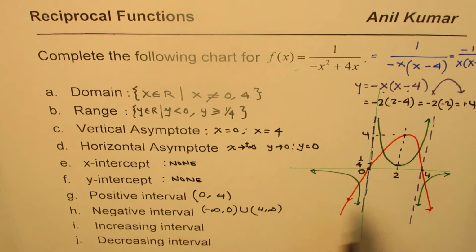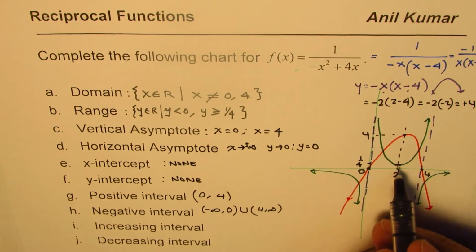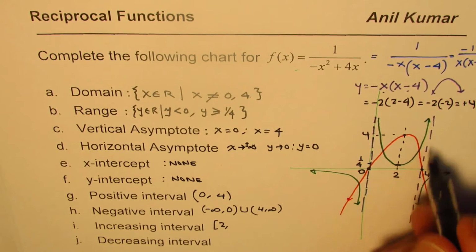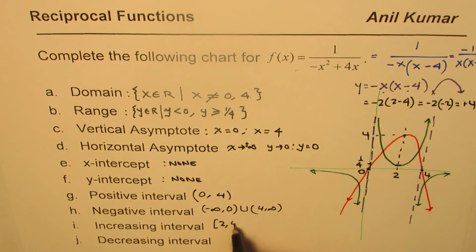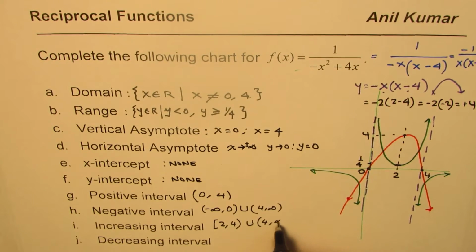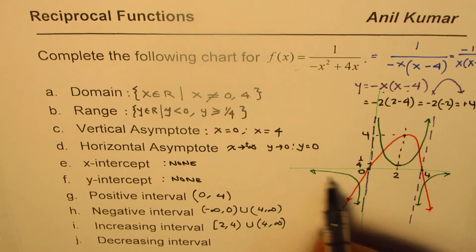Increasing interval. As you can see, the function actually is decreasing in this part, but increasing after 2. So the increasing interval is from, you could include 2, right? 2 to 4, it is increasing. 4 should not be included. And then it increases from 4 to infinity, right? So it increases from 4 to infinity. So that is the increasing interval. Rest of it is decreasing.